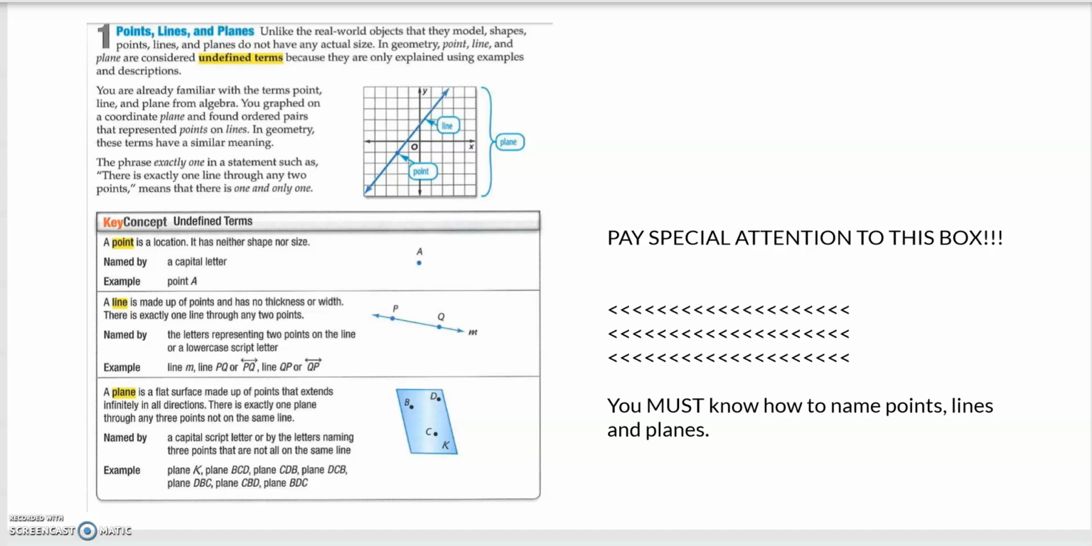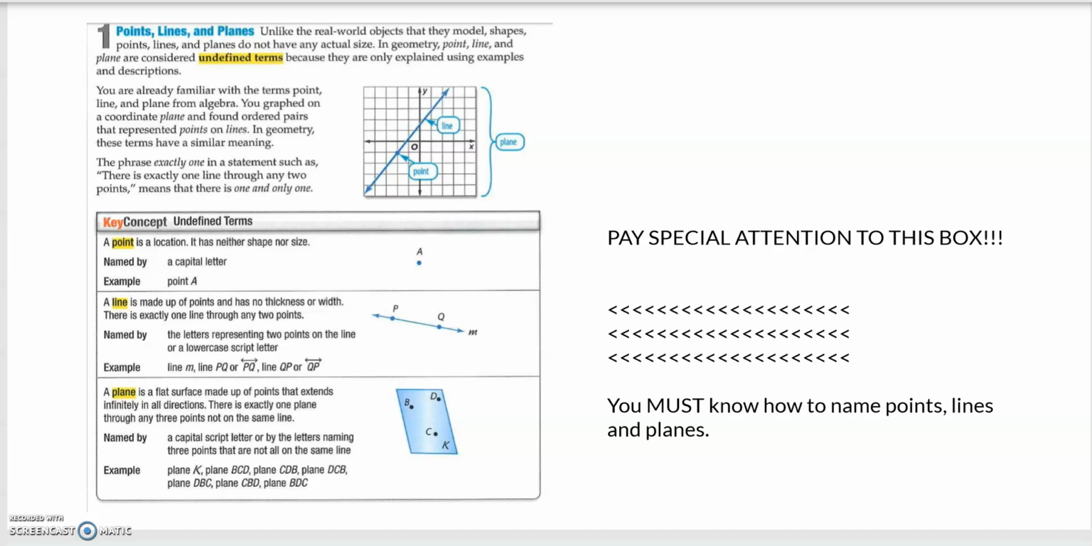Next, we go to a plane. A plane, not like an airplane, a plane. A geometric plane, a flat surface made up of points that extends in all directions. If you look up at the ceiling, look down at the floor, look at one of the walls, and imagine that extended forever in all directions, that flat surface going forever in all directions, that would give you some idea of what we're talking about when we say a plane.